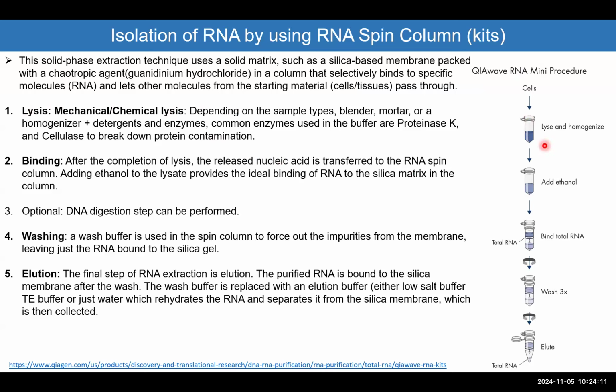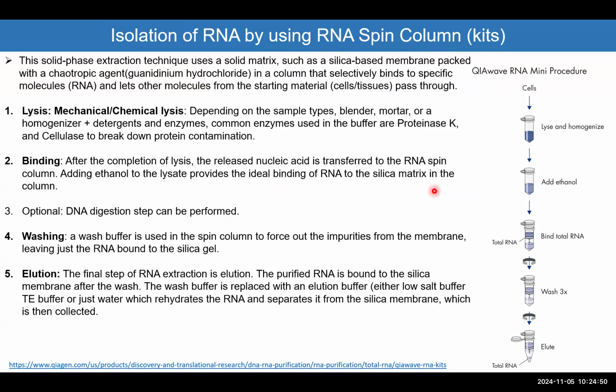All you need to do is just load it on that column. Once you load it on that column and you pass it through, the RNA will bind to that column because these columns come with a silica that mainly contains guanidinium hydrochloride that allows RNA to bind specifically to the silica, and DNA and other stuff will pass through. When you spin down, the binding takes place. And before you do the binding, you add ethanol because this will enhance the binding capability of the RNA to the silica.